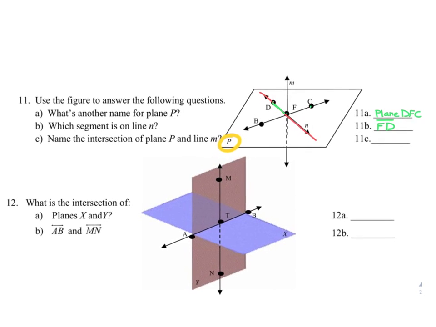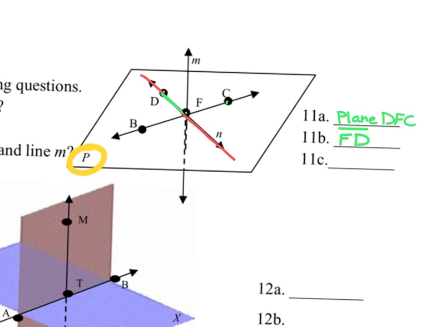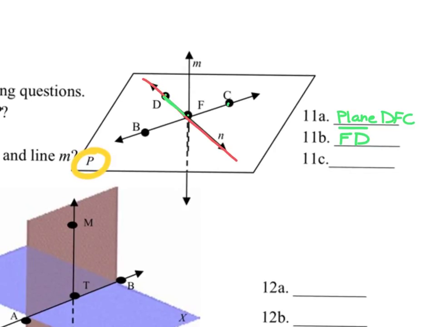Okay, now letter C. Name the intersection of plane P and line M. Ooh. Okay. So plane P is this plane that I'm tracing right here. Alright, and line M goes through it. It's kind of hard to see this one, but it crosses right here at F and goes through. So it crosses at F, which means that they're touching at F, and that's our point of intersection.